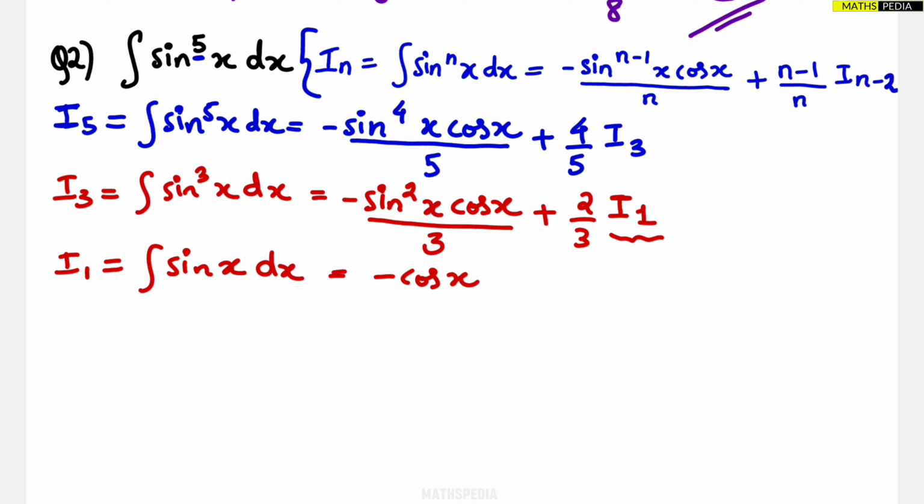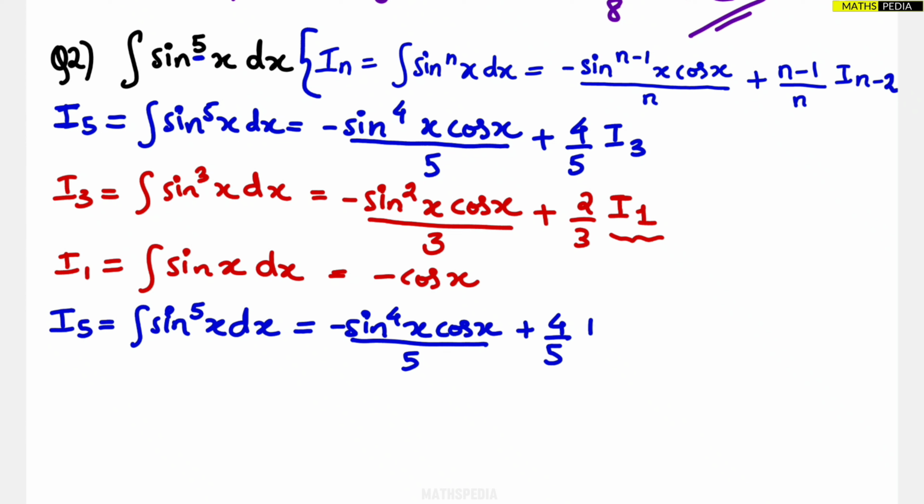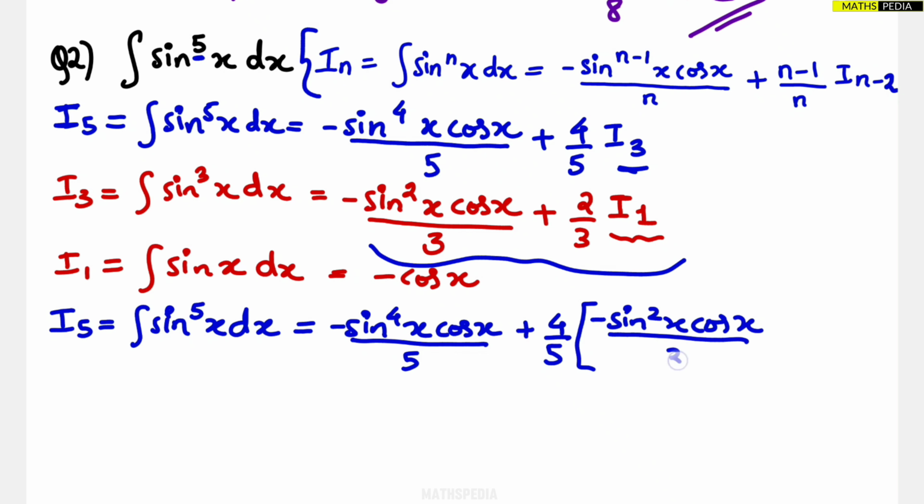So now we have to substitute everything back into the reduction formula itself, I5. In place of I3, wherever I am seeing this part I3, I am going to substitute this entire thing. It becomes, put the bracket first, minus sin square x into cos x divided by 3 plus 2 by 3 into I1 value has come. What is I1 value? This particular thing, you have to substitute that. It becomes minus cos x, right? Minus cos x. Now close the bracket.